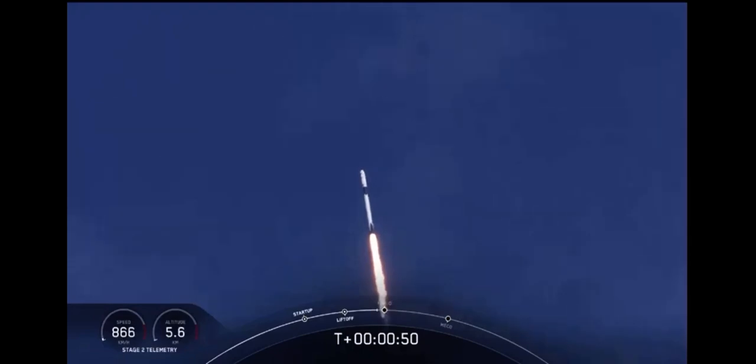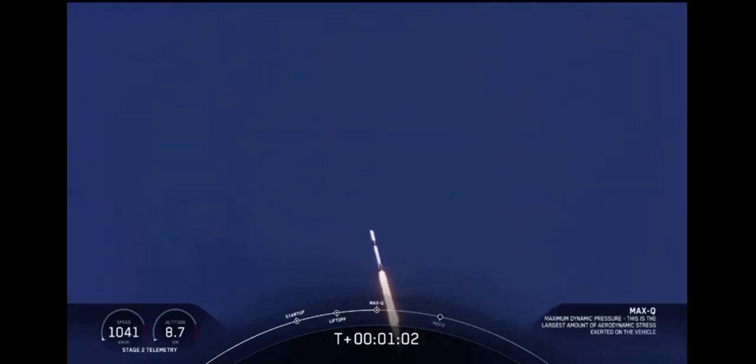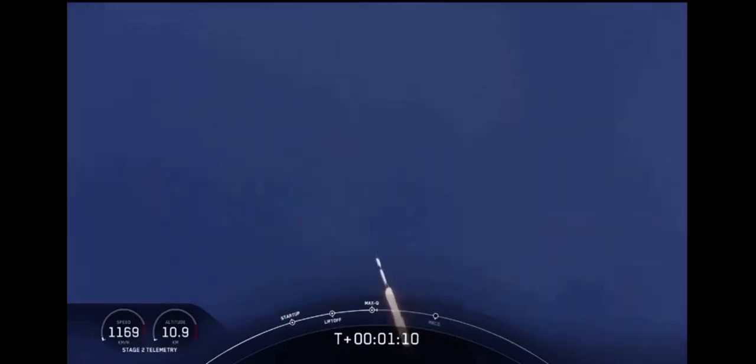M1D throttle down. We're throttling down to get ready for the period of maximum dynamic pressure. We're in the throttle bucket. Reports say all systems are go. Vehicle is supersonic. We've exceeded Mach 1 on the Falcon 9. M1D throttle up. We're throttling back up to full power as we're through Max Q.